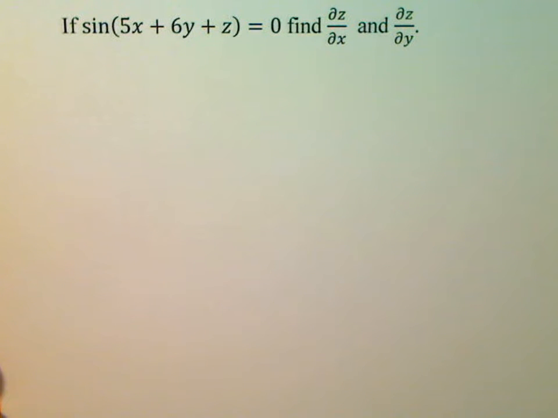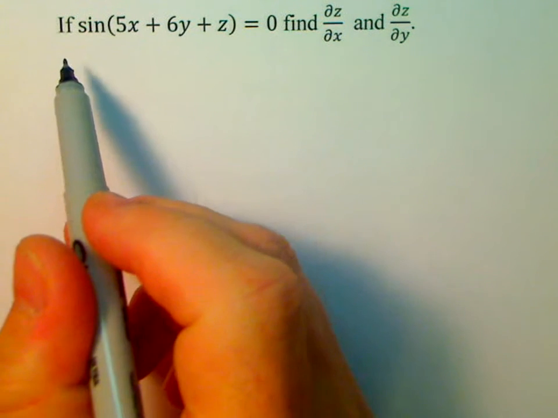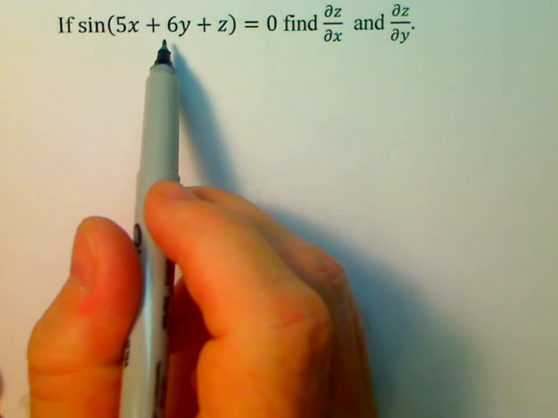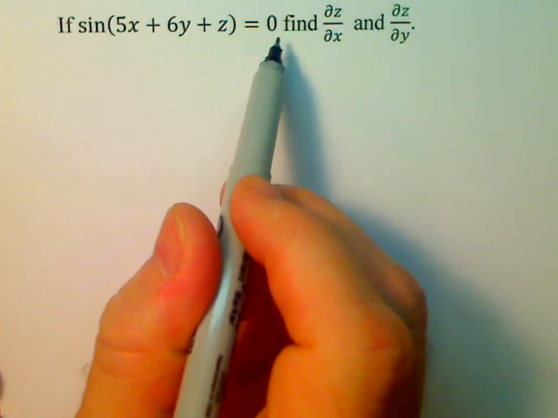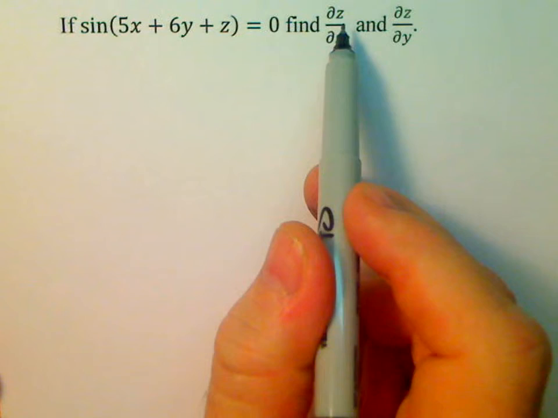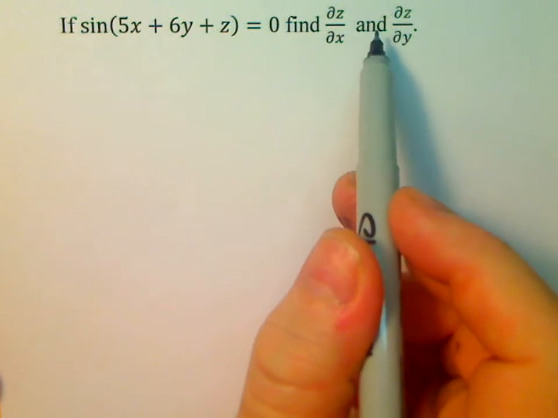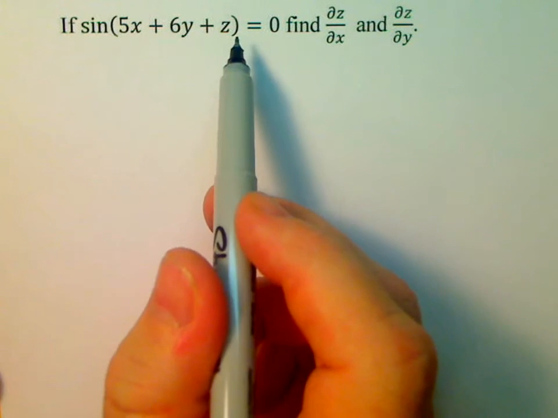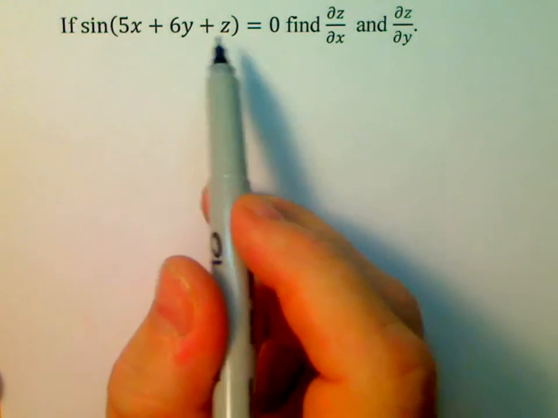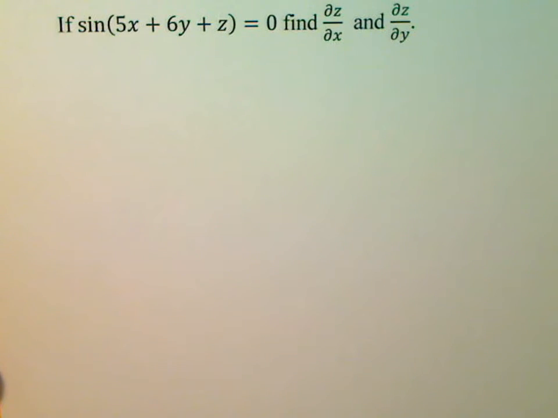There are a couple ways to do this problem. So I have sine of 5x plus 6y plus z equals 0, and I want to find partial with respect to x and partial with respect to y of z. So let's define z implicitly, and one way I can do this is using implicit differentiation.